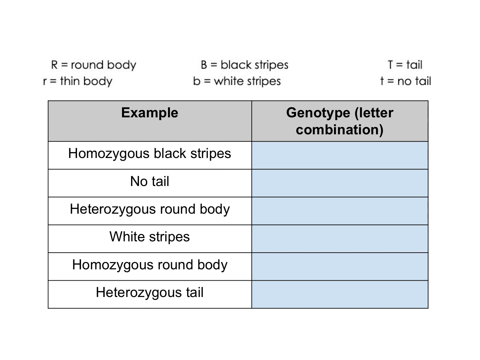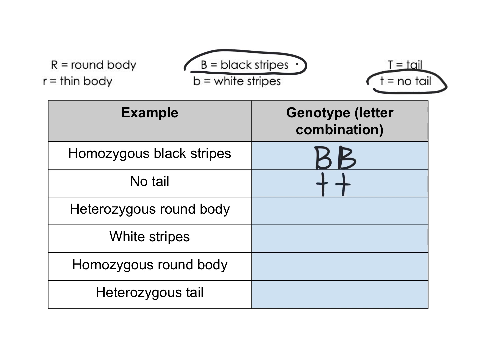Okay, so we're going to do the letter combination here. Homozygous for black stripes. So here's black stripes. We want homozygous black stripes. Homozygous is two of the same. No tail is recessive, so the only way that we get no tail is if we have two recessive there.